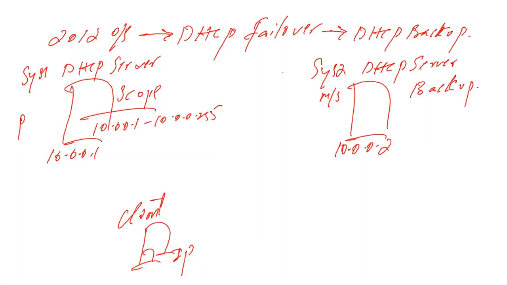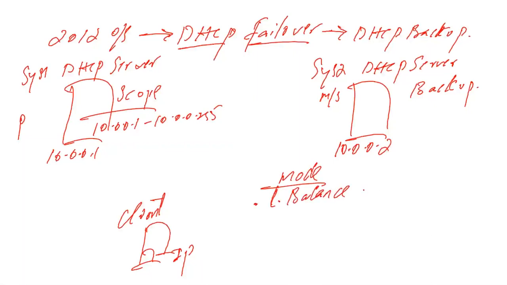To make the backup DHCP server, we have to run the DHCP failover service. When I'm running the DHCP failover service, we have two options. Actually, that option is the mode. In mode, we have two options, and we have to select any one. The first option is load balance.